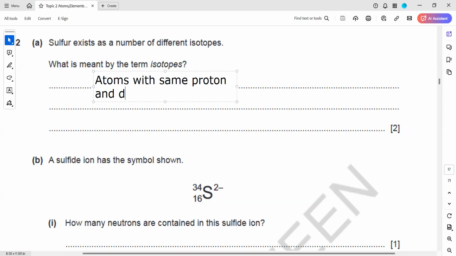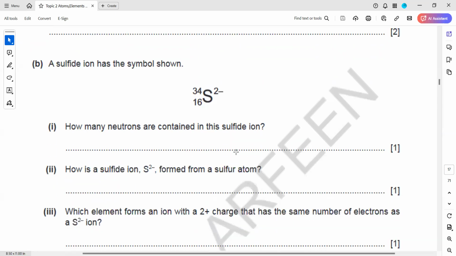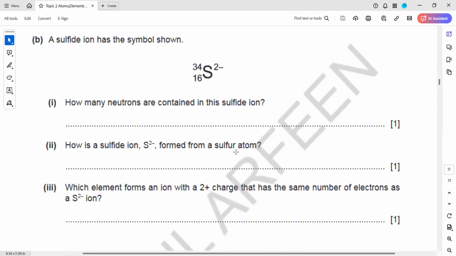Could there be a mark distribution for this question? Yes, same protons, 1 mark, different neutrons, 1 mark. One mark for the same number of protons, 1 mark for a different number of neutrons.